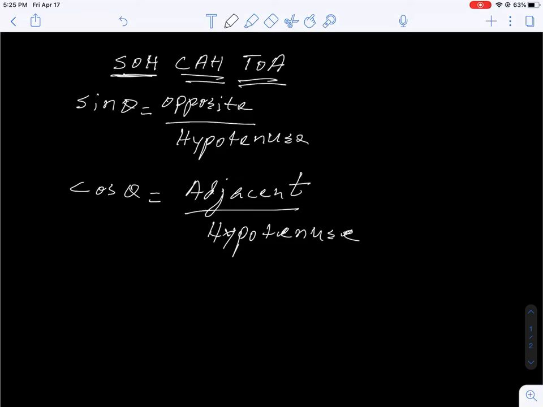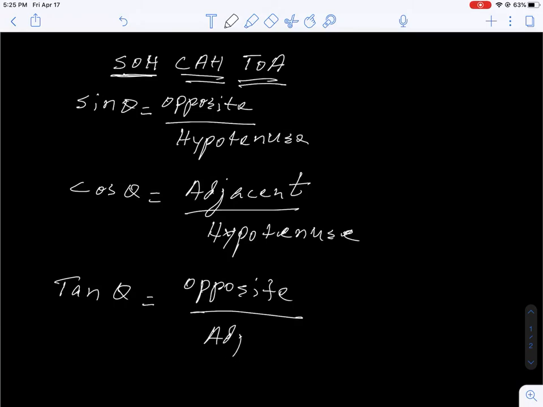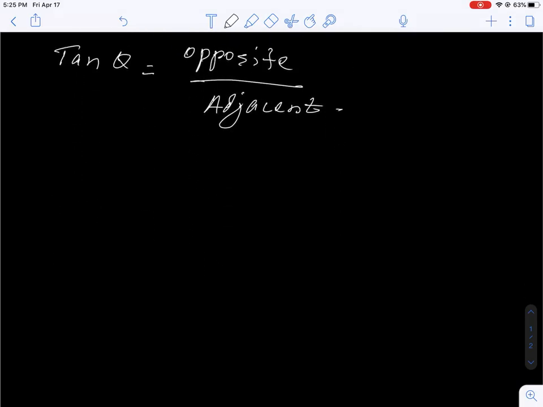And TOA is tangent theta. T stands for tangent. Theta is a Greek letter for an unknown angle. O is for the side length opposite, and A stands for the adjacent side length. Okay, so I'll explain a little bit which side is opposite, which is adjacent, and which side is the hypotenuse. So I'll scroll down.